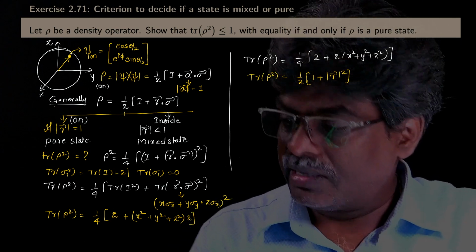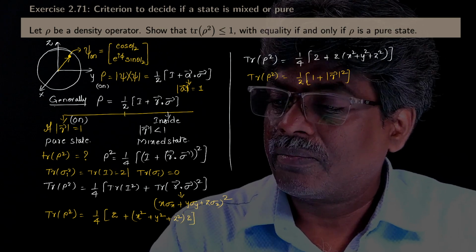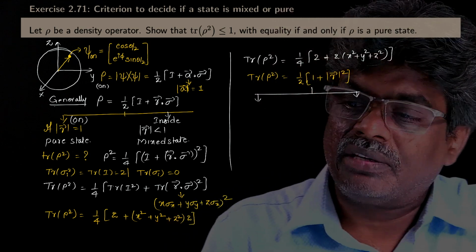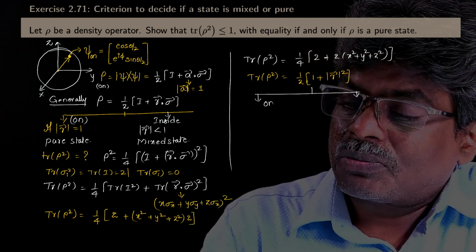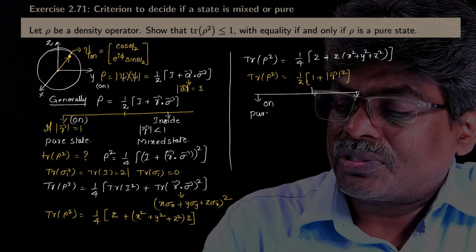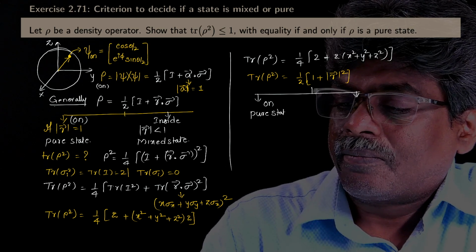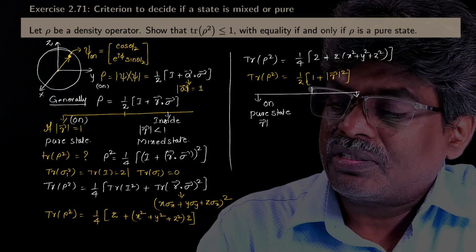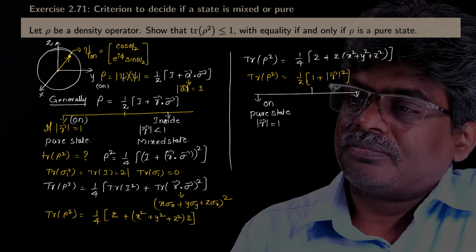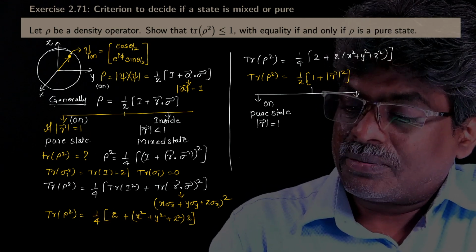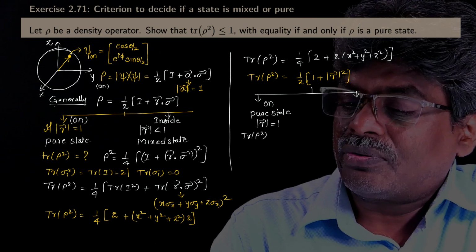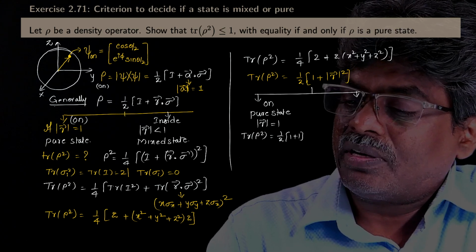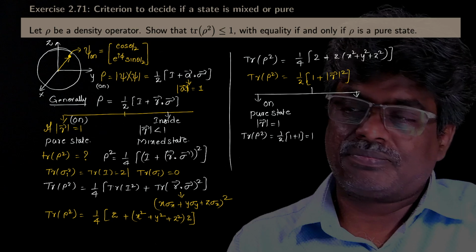Now let us take the conditions. So we have two different points. One is on the Bloch sphere. If the point is on the Bloch sphere, that state is called a pure state. What is the meaning of being on the Bloch sphere? The magnitude of this r should be equal to 1. Then if you take this condition and substitute, the trace of rho square equals 1 by 2 into (1 plus 1), which is exactly equal to 1.